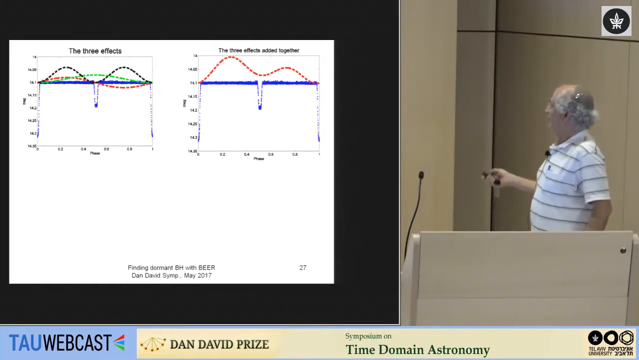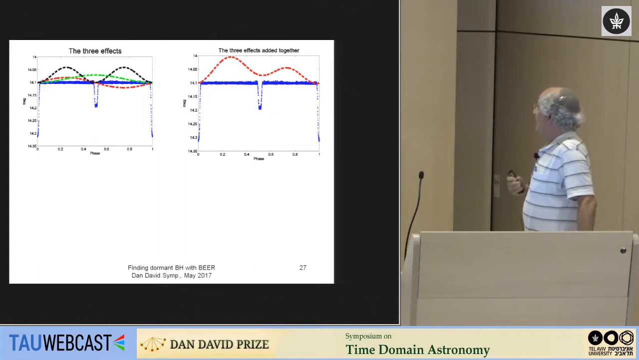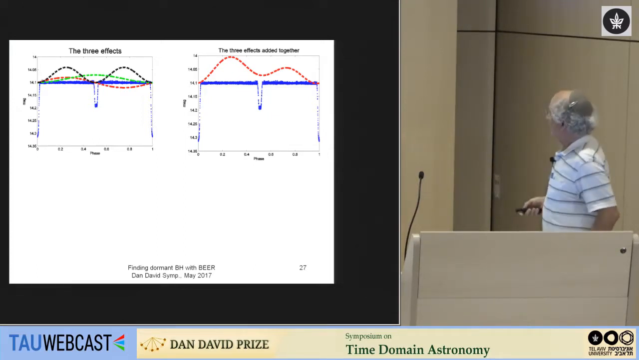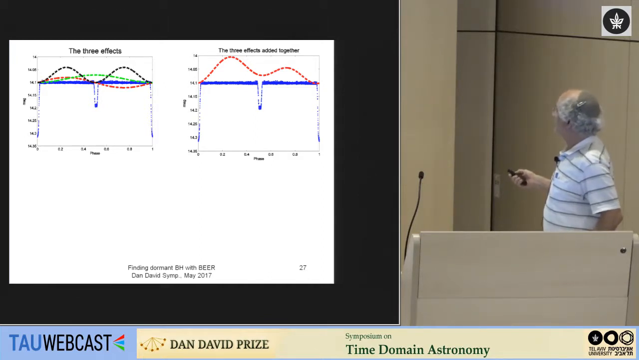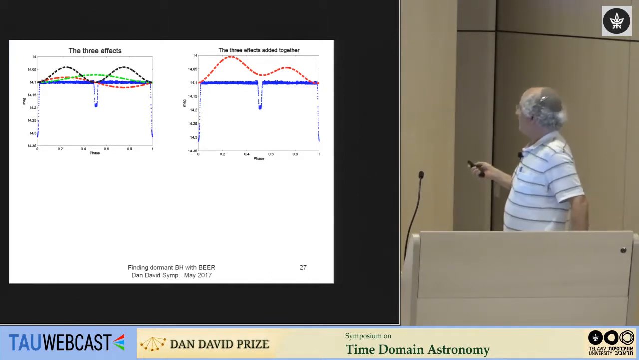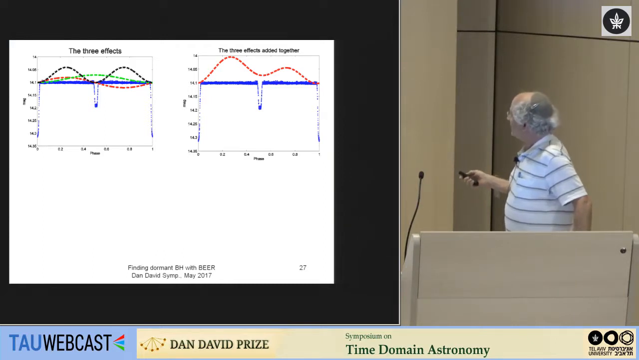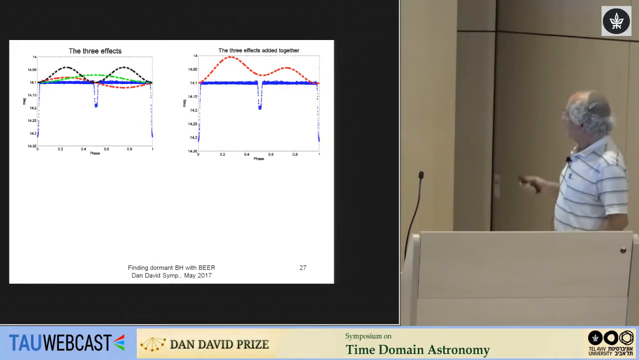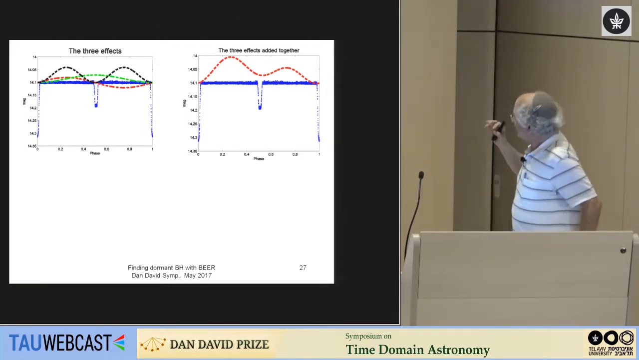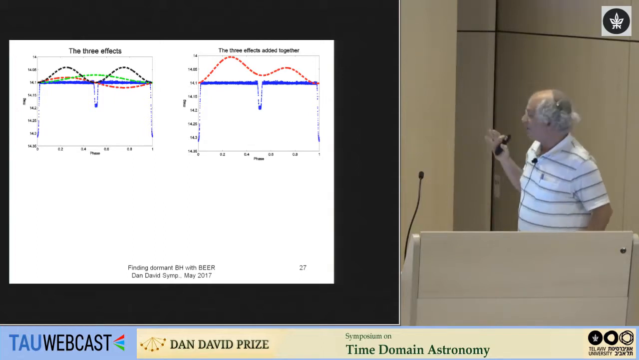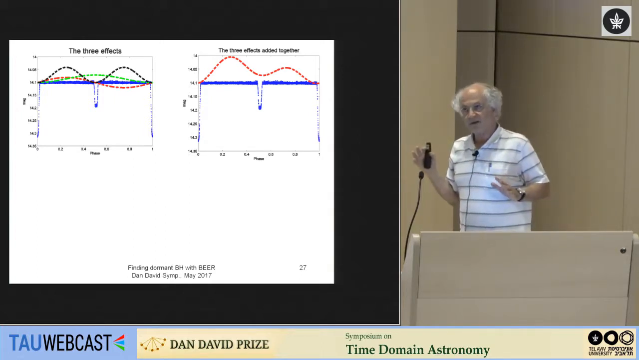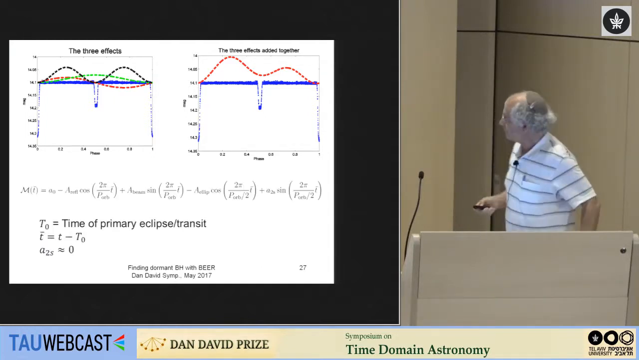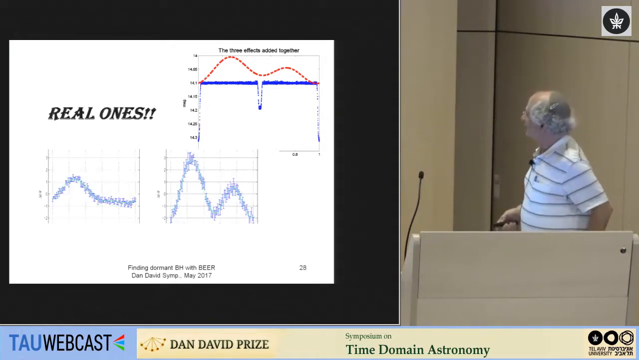So if the 3 effects are in action, you see 2 maxima. This is because of the ellipsoidal. You see that this maximum is higher than this one. That's because of the beaming. And you see that this minimum is brighter than this minimum. This is because of the reflection. Anyway, this is a very distinct signature in the light curve of a star that indicates that there is a companion. And here are the equations.